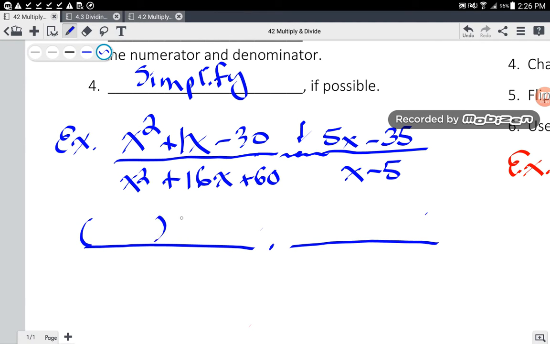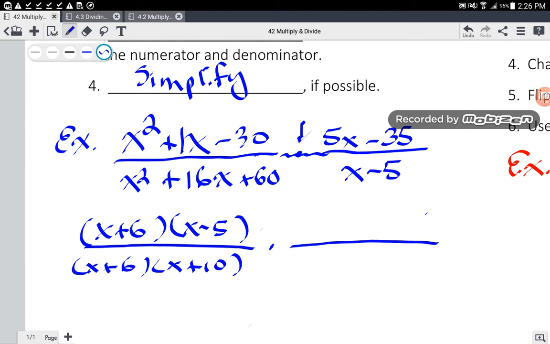Factor the numerator. Here I'm looking for numbers that multiply to negative 30 and add to 1. Let's see, x plus 6, x minus 5. In the denominator, I'm looking for numbers that multiply to 60 and add to 16. That's 6 and 10. The second expression, 5x minus 35, that's GCF. The largest number that divides both 5 and 35 is 5, leaving me with x minus 7. And then the x minus 5 is already factored.